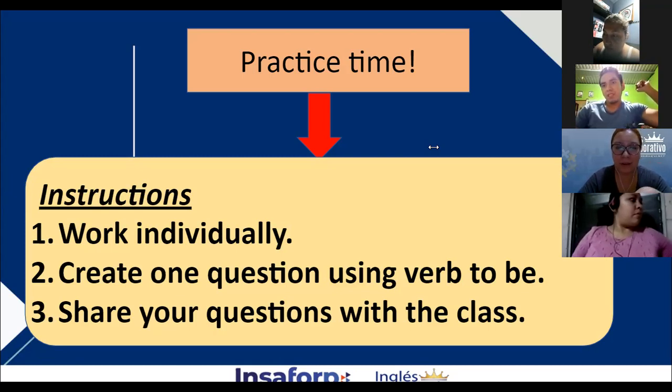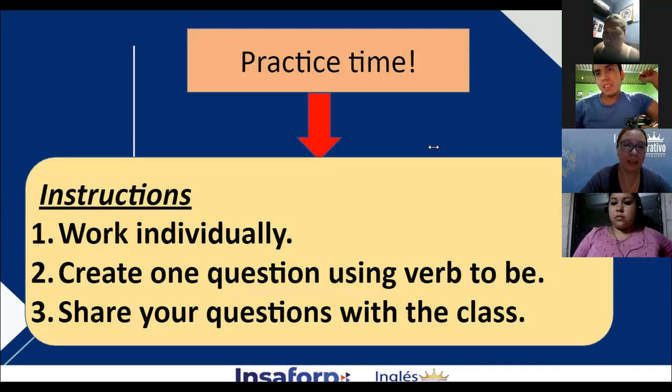A ver, Pedro, usted me pregunta a mí, porque no veo más voluntarios. So you're going to ask me. Is your sister in the garden? Repeat. Is your sister in the garden? In the garden. Mm-hmm. Yes, my sister is in the garden. Correct. Very good questions. Okay, estoy viendo que hay algunos de ustedes que no han repasado.